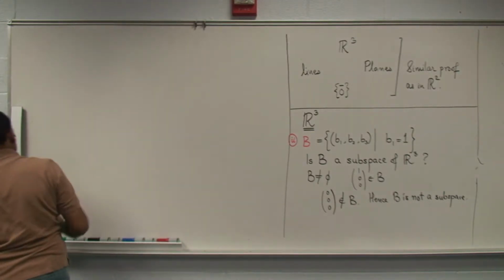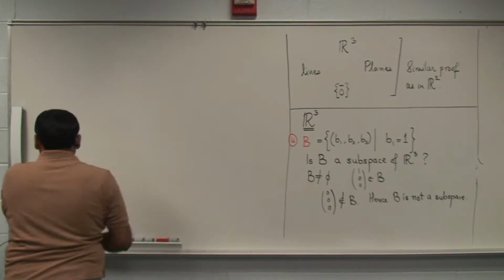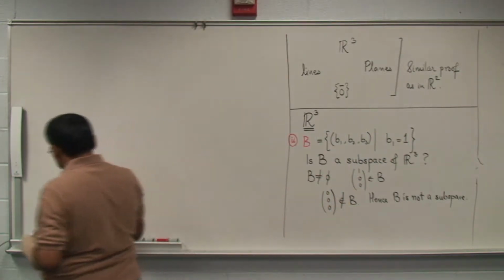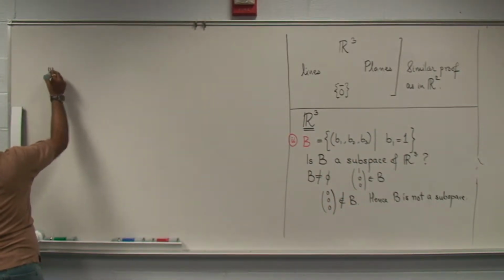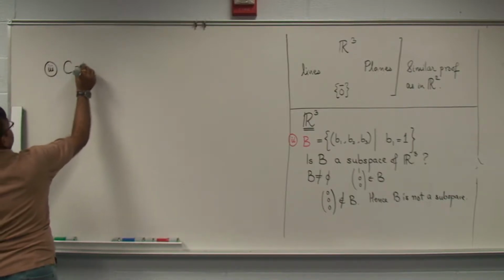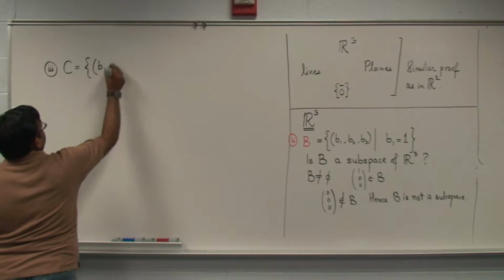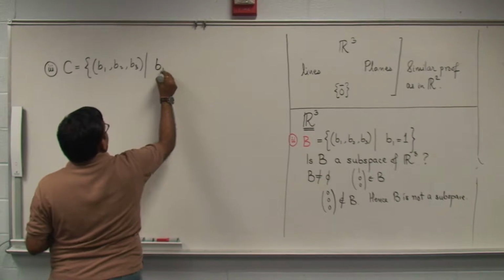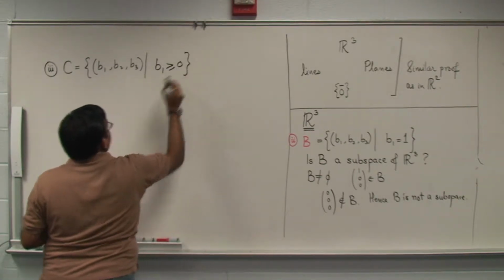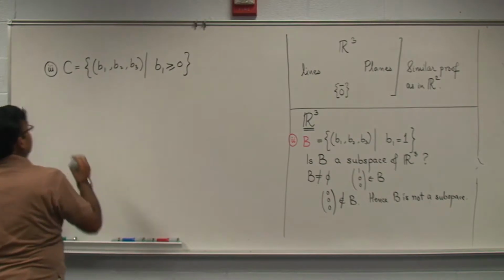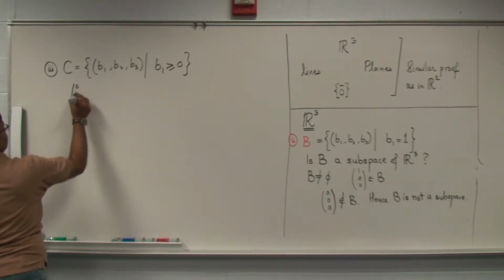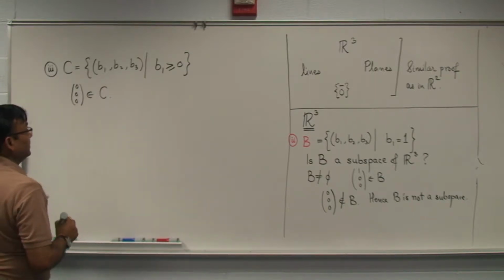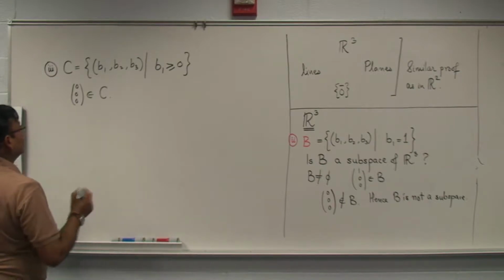So let's try a slightly non-trivial example, and perhaps that can help us. Okay, how about this one? Let me have another subset C: b1, b2, b3. So this time I want my first component to be greater than or equal to 0. Now observe that (0, 0, 0) definitely belongs to C. So it is non-empty, and at least the test with the 0 vector passes.